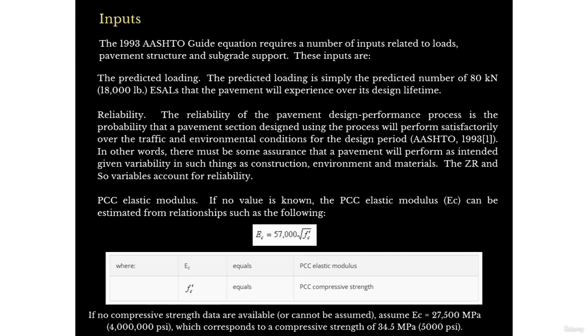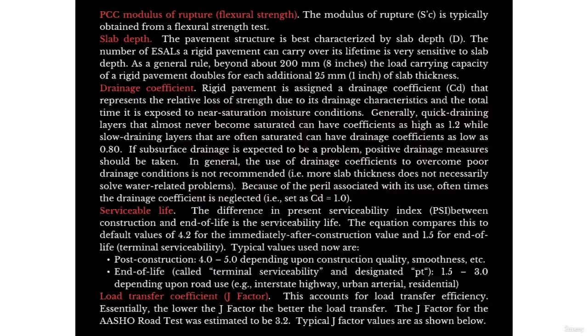But in this case, I'll just go to 40 MPa because that extra 5 MPa is a buffer, and I'll feel safer. It might be a bit of an over design. It will cost more, but it reduces your risk as an engineer, and you'll sleep better at night. Okay, so the PCC modulus of rupture, right? So this is the modulus of rupture, S'_c, typically obtained from a flexural strength test.